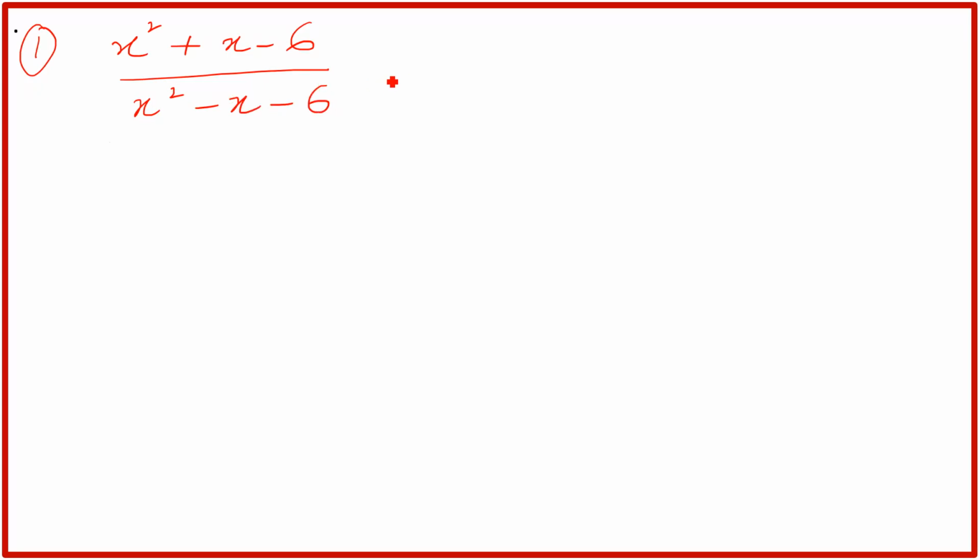So the question is, x square plus x minus 6 divided by x square minus x minus 6, multiplied by x square minus 4 over x square minus 9, right? So how will we start the question? First, I will show you here.